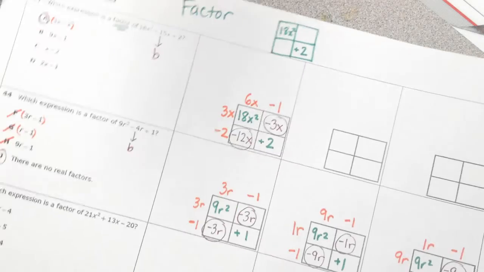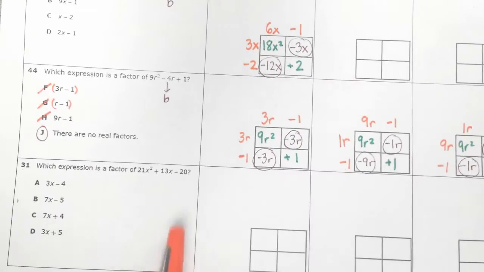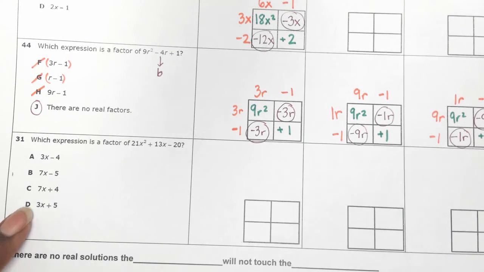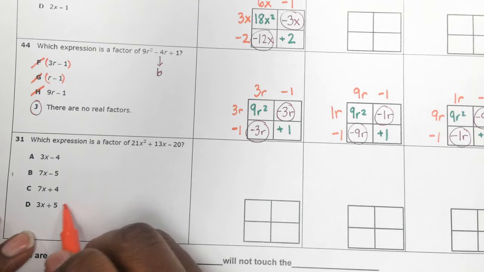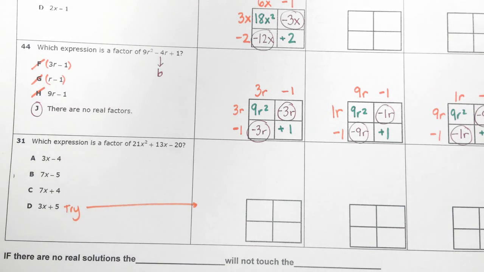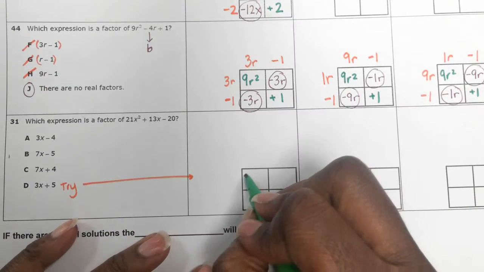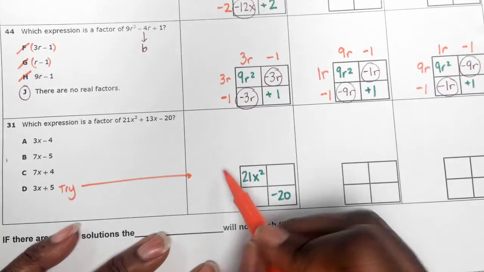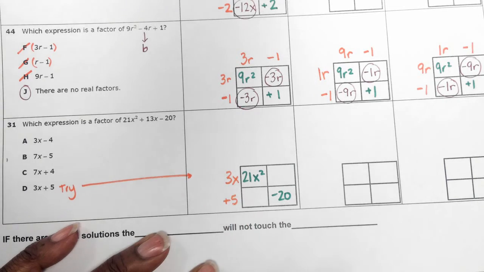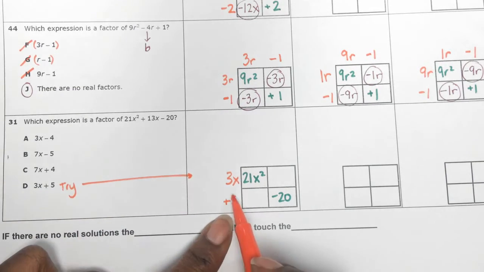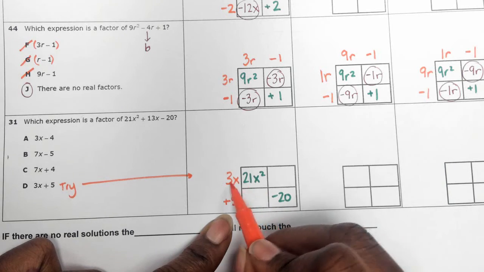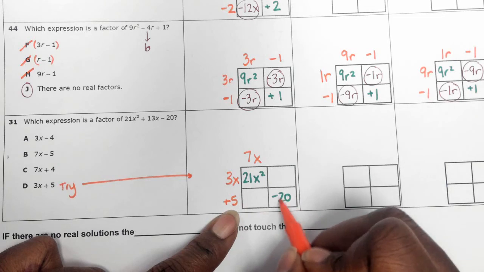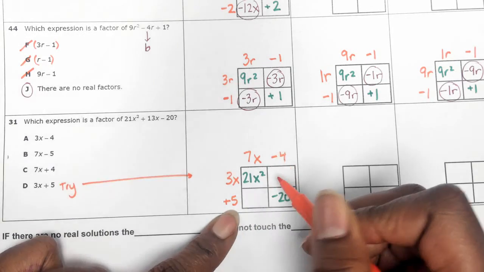All right. I believe that's the end of this one. The answer here, I don't remember, I think the answer was D on this one. So I'm going to try D first, just in case anybody's at home watching and they want the answer. So 21 divided by 3 is 7. X times x is x squared. Negative 20 divided by 5 is negative 4.